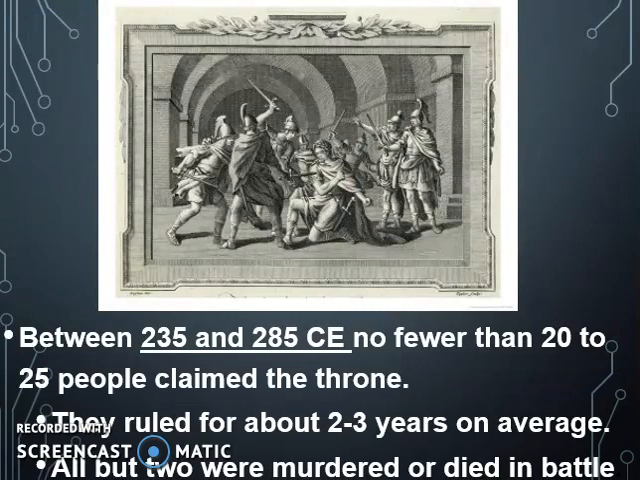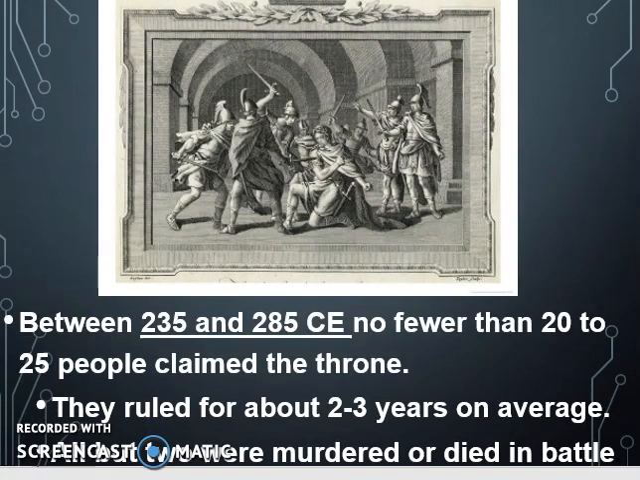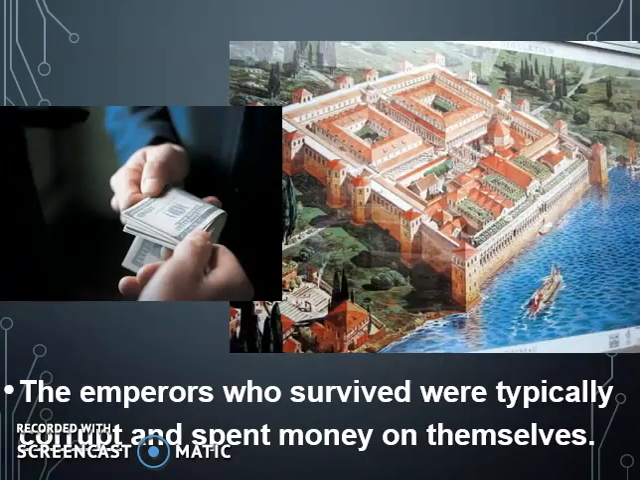Between 235 and 285 CE, no fewer than 20 to 25 people claimed the throne. So emperors are not going to rule for very long when they come to power. They ruled on average about 2 to 3 years. All but 2 were murdered or died in battle. So the other 2 would have died naturally, but 23 of the 25 were killed either in battle or assassinated. The emperors who survived were typically corrupt and spent money on themselves rather than helping the empire.